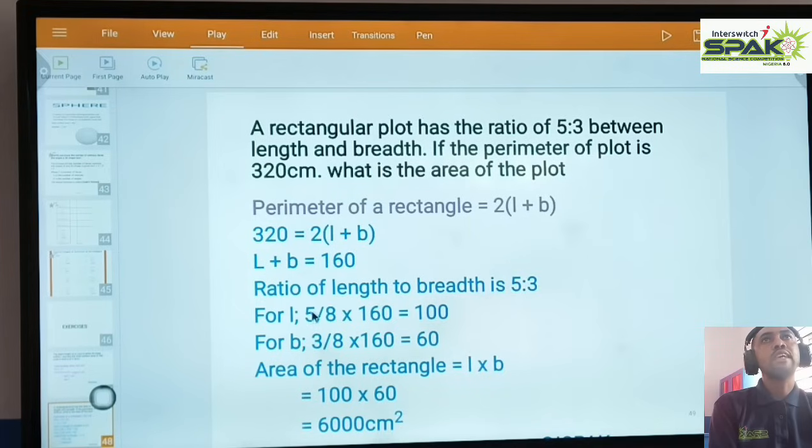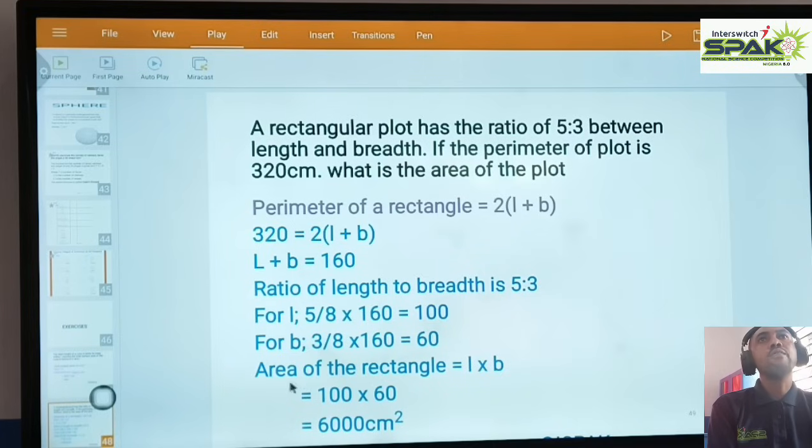So to now find for length, that will be 5 over the sum of the ratio, which is 8, times 160. This will give us 100. And for breadth, 3 over 8 times 160. That will give us 60. So the length is 100 and the breadth is 60.